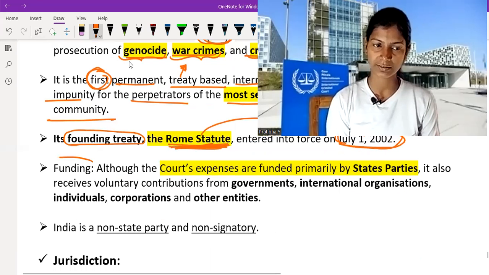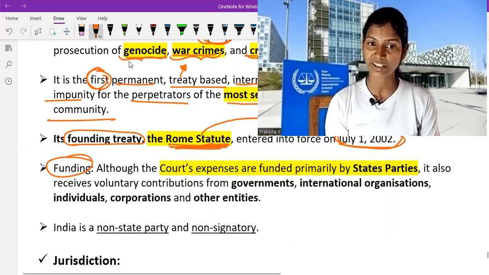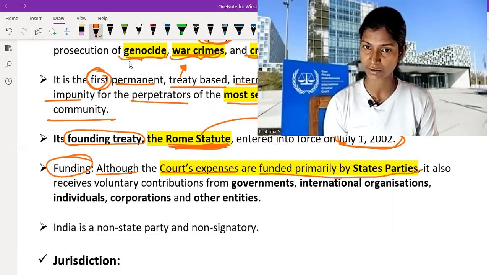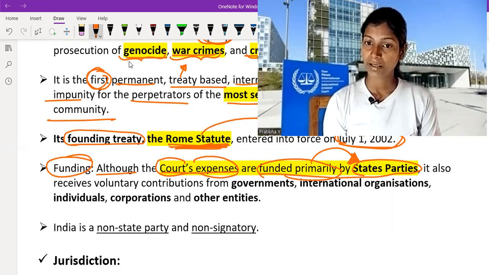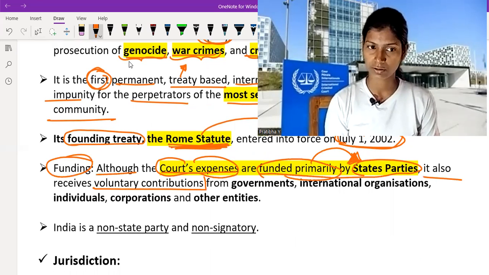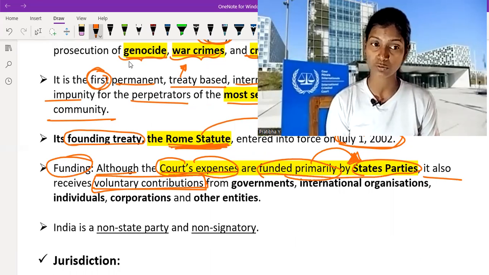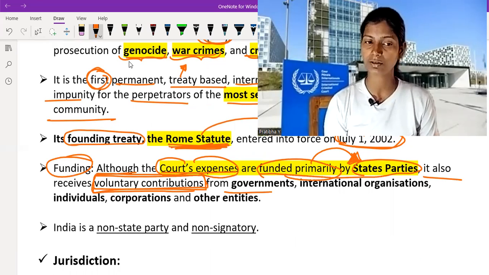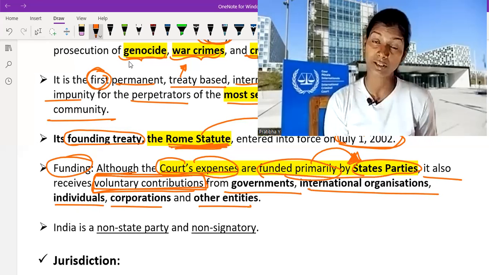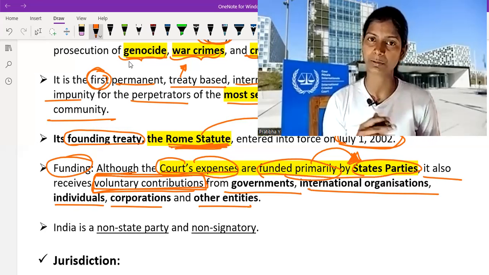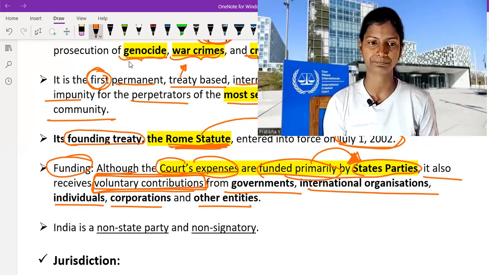Funding: who funded this International Criminal Court? The court's expenses are funded primarily by the state parties who are members of International Criminal Court. It also receives voluntary contributions. It is mainly funded by the state parties, but it also receives voluntary contributions from governments, individuals, corporations, international organizations, and other entities.